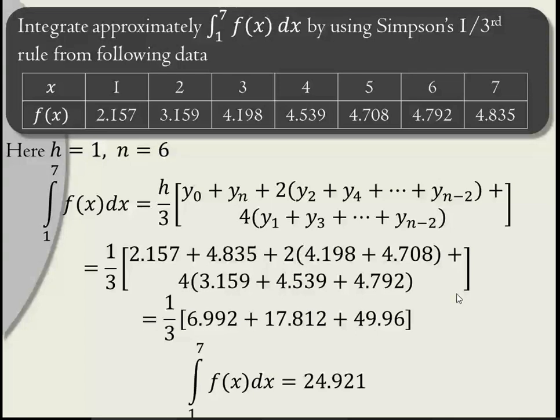2 times the even terms, carefully take the first term as y0, second as y1, y2, y3, like that. So 2 times the even suffixes of y, 4 times y with the odd suffixes. This is y n minus 1. By mistake I said n minus 2, it is y n minus 1. So by taking those values and doing the simple calculation, we get the value of the integration. Just by using these tabular values, we can get the answer.